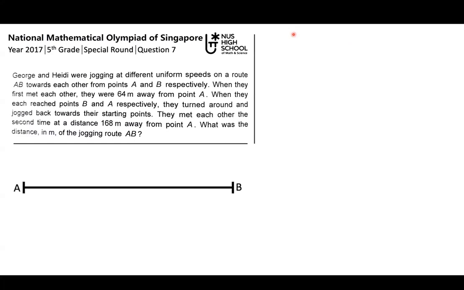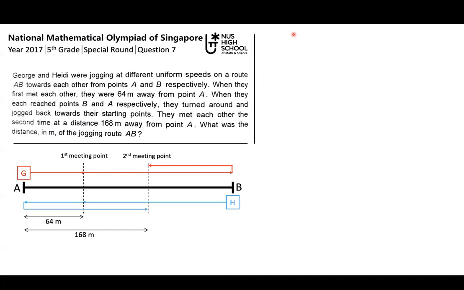Okay, here is a route A and B. Here is George and Heidi in red and blue. They start jogging toward each other and meet 64 meters away from point A. They continue jogging, reach the opposite ends of the route, turn back, and then meet for the second time 168 meters from point A. And the question is asking to find the distance between A and B.